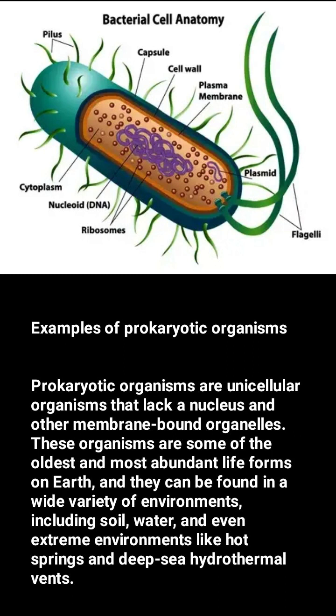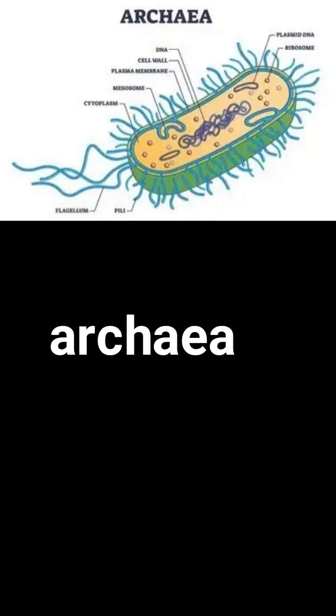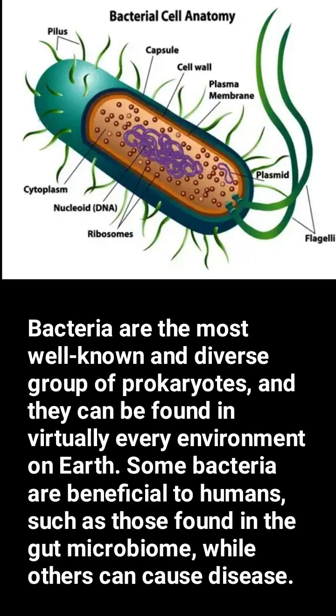Some common examples of prokaryotic organisms include bacteria, archaea, cyanobacteria, and mycoplasmas. Bacteria are the most well-known and diverse group of prokaryotes, and they can be found in virtually every environment on Earth. Some bacteria are beneficial to humans, such as those found in the gut microbiome, while others can cause disease.